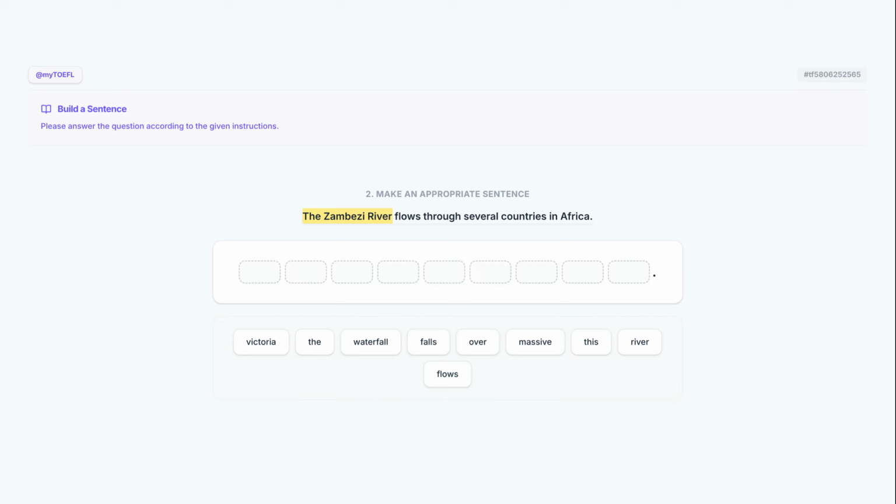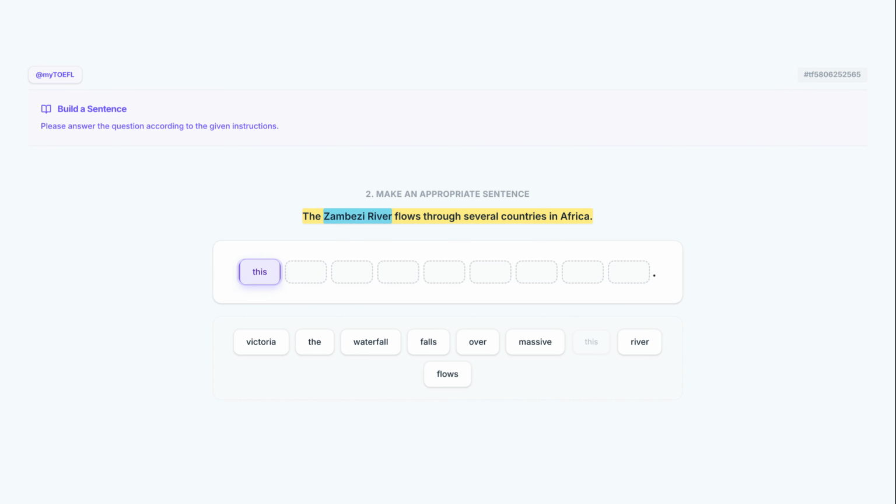The Zambezi River flows through several countries in Africa. The context here focuses on the geographical path of the Zambezi River across Africa. It is logical to expect the following sentence to provide more specific details about a famous landmark or feature that this river passes through. Now, let's arrange our scrambled words to form the correct sentence.